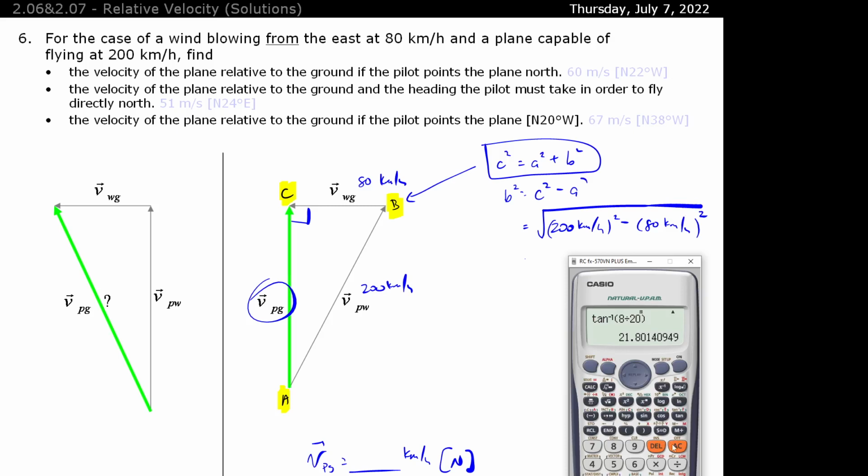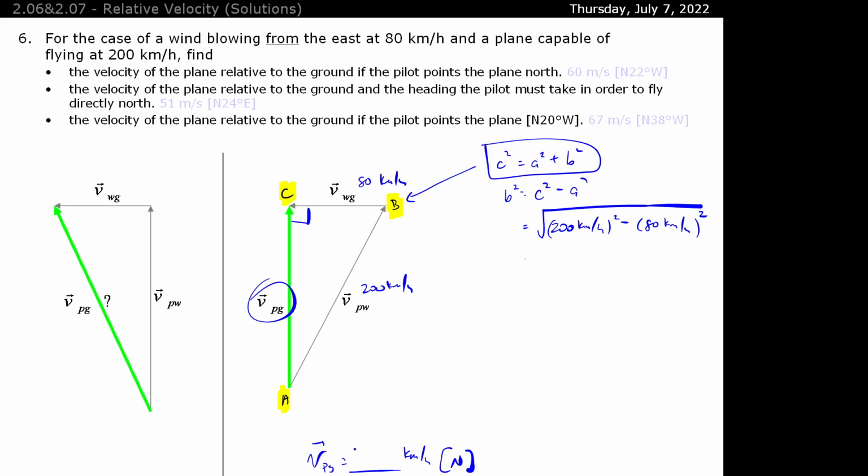Handy dandy calculator. Root of 200 squared minus 80 squared, 183. Yeah, the VPG should be shorter than the hypotenuse, definitely. Rounding to 2 sig fig, then I would have 1.8 times 10 to the 2 kilometers per hour for that one.